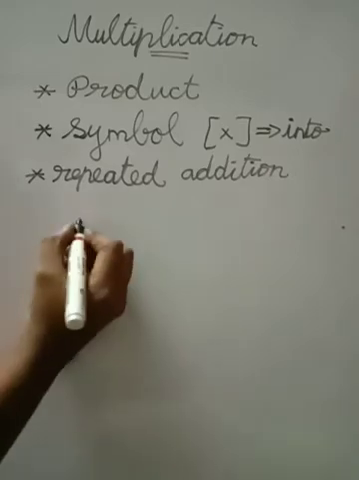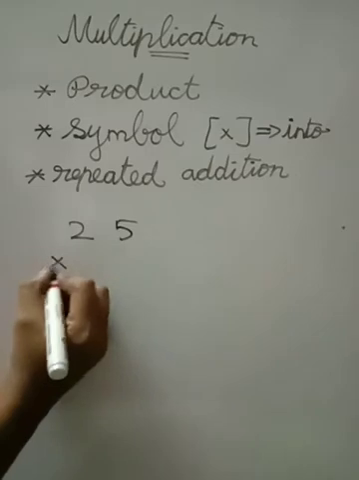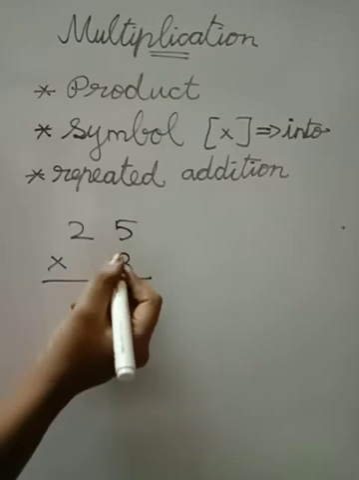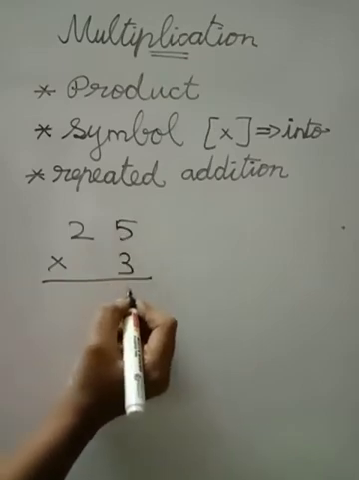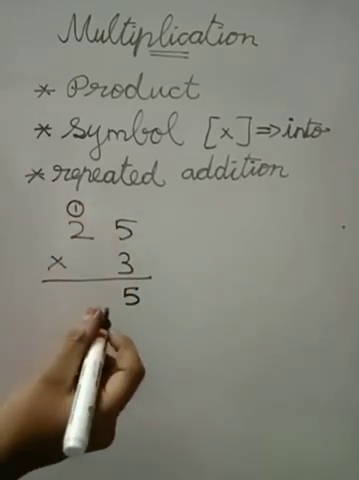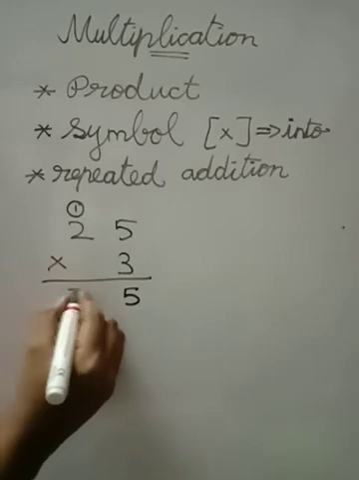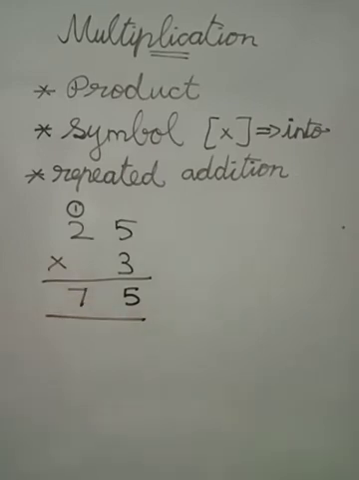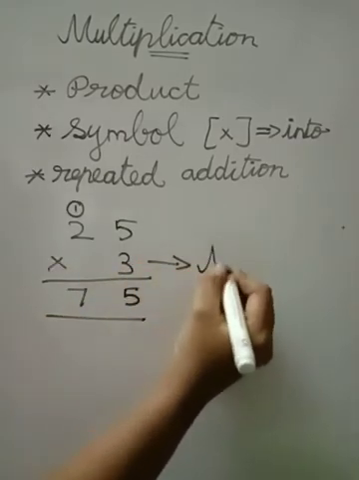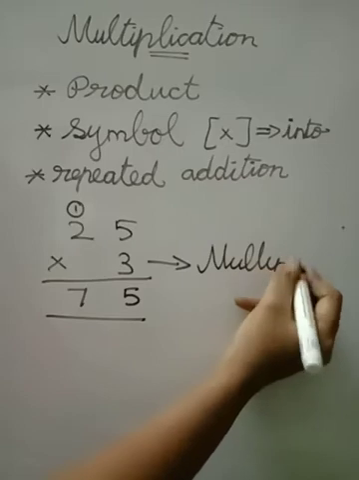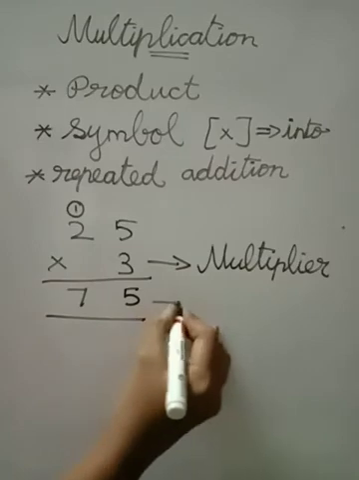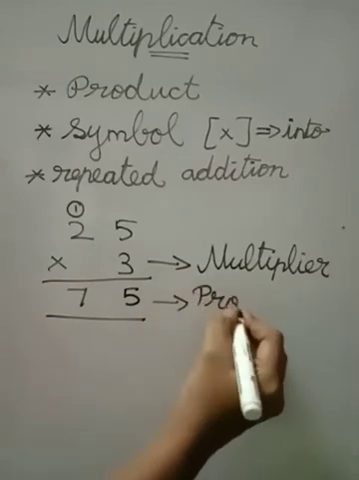Okay, so for example, see here, if you are writing 25 into 3, what will be the answer? You know that the ones place number will be multiplied first, isn't it? So 3 5s are 15. 15 means ones place number down and the tens place number in the carryover. 3 2s are 6. 6 plus 1, 7. So the answer is 75. Here which table is used? Third table, isn't it? So that is called the multiplier, and the answer is called the product.